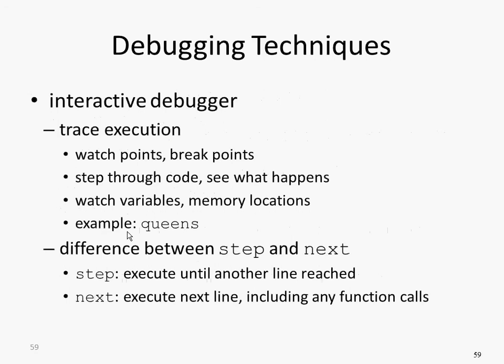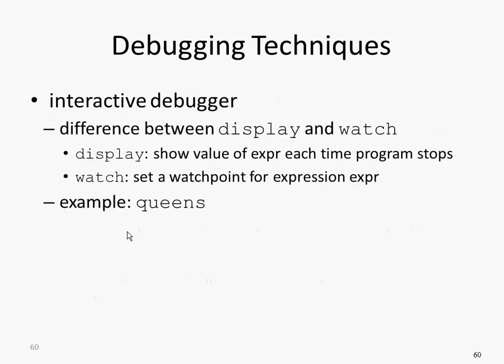So with this interactive debugger, as you've seen, you can watch variables, have it stop when they change, set breakpoints, and have it print out the value of variables. You can, in fact, modify the value of variables or the values in memory, and you can have it step through the code. There are two key commands for stepping through, next and step. Step executes until some other line is reached, and next evaluates the next line, including evaluation of a full function call that occurs on that line.